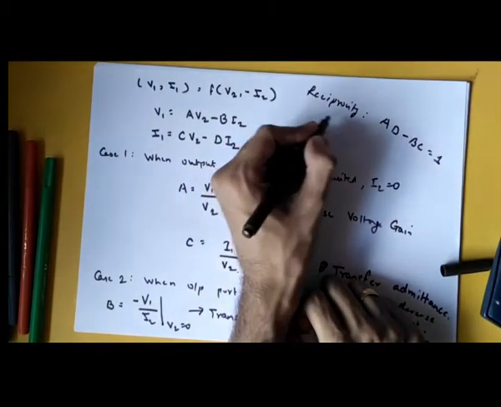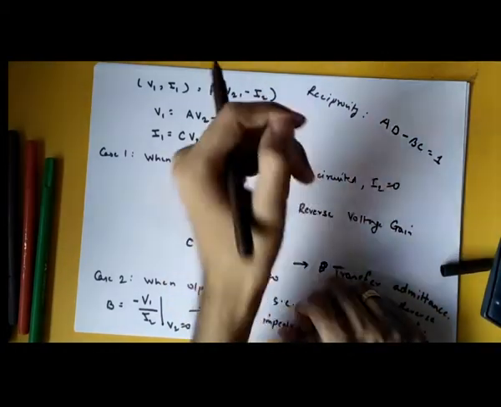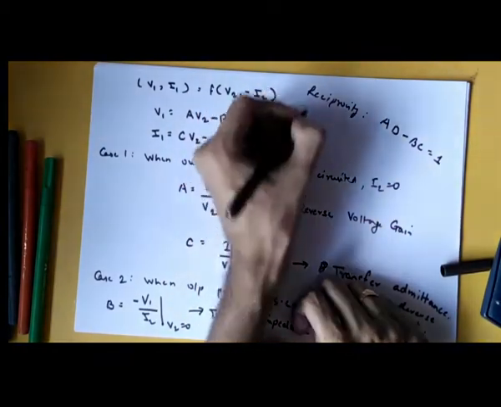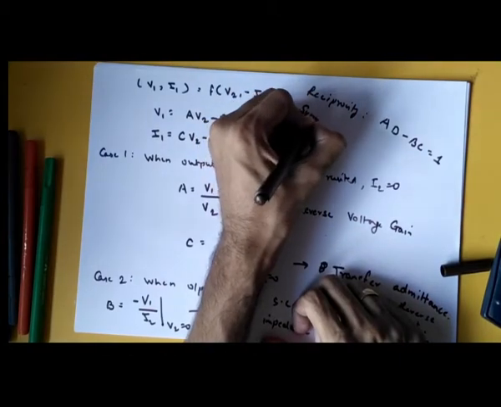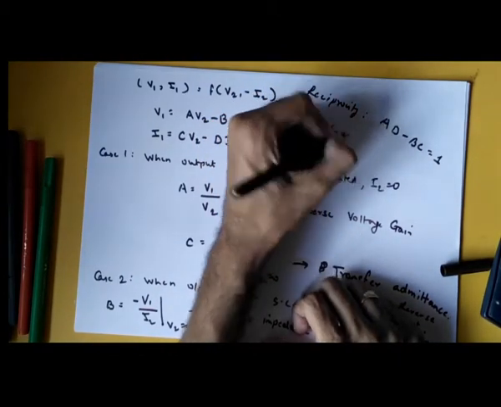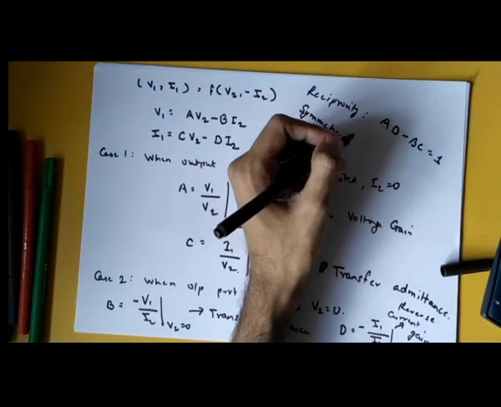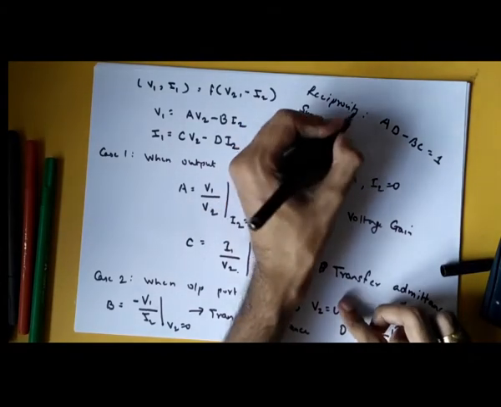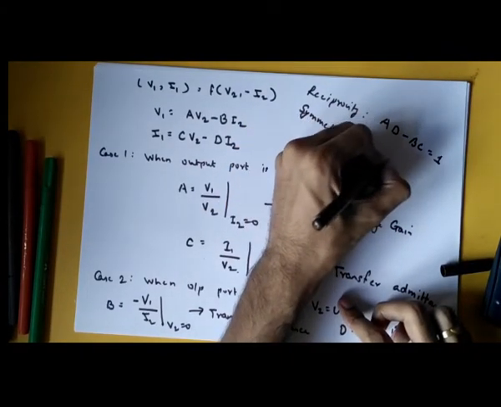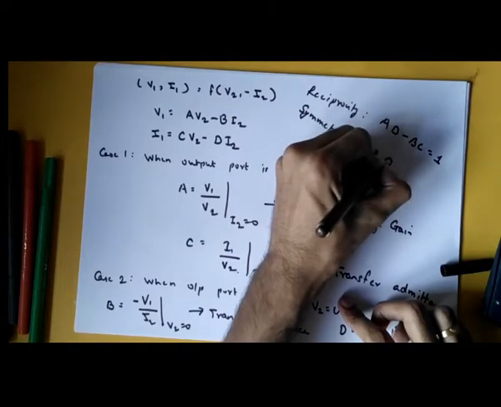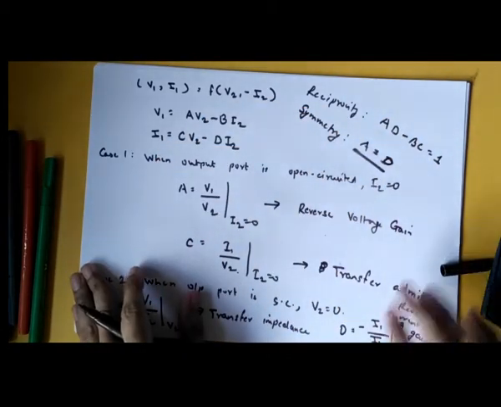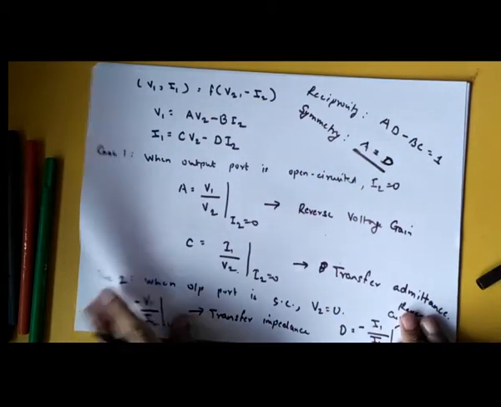Again, what I said, reciprocity means you can interchange port 1 and 2, and the output will still be the same. And then the condition for symmetry, what is it? It was Z11 equal to Z22 for Z parameters. Similarly, you will have here A equal to D. Based on this we can solve the numericals.